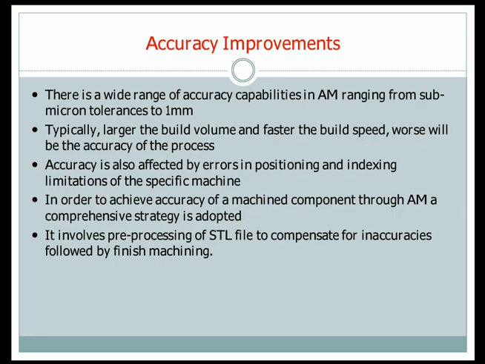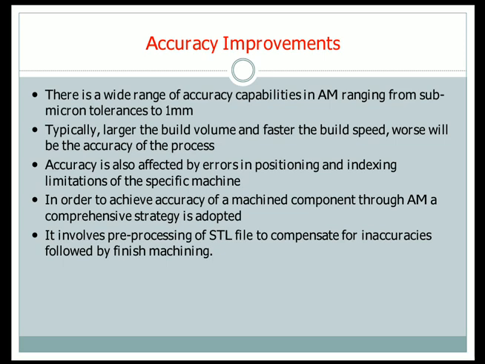Next, accuracy improvements. There is a wide range of accuracy capabilities in AM, ranging from submicron tolerances to 1 mm. Typically, the larger the build volume and the faster the build speed, the worse will be the accuracy of the process. So if the process is run at a faster rate, the accuracy of the product will be very bad. Accuracy is also affected by errors in positioning and indexing limitations of the specific machine.